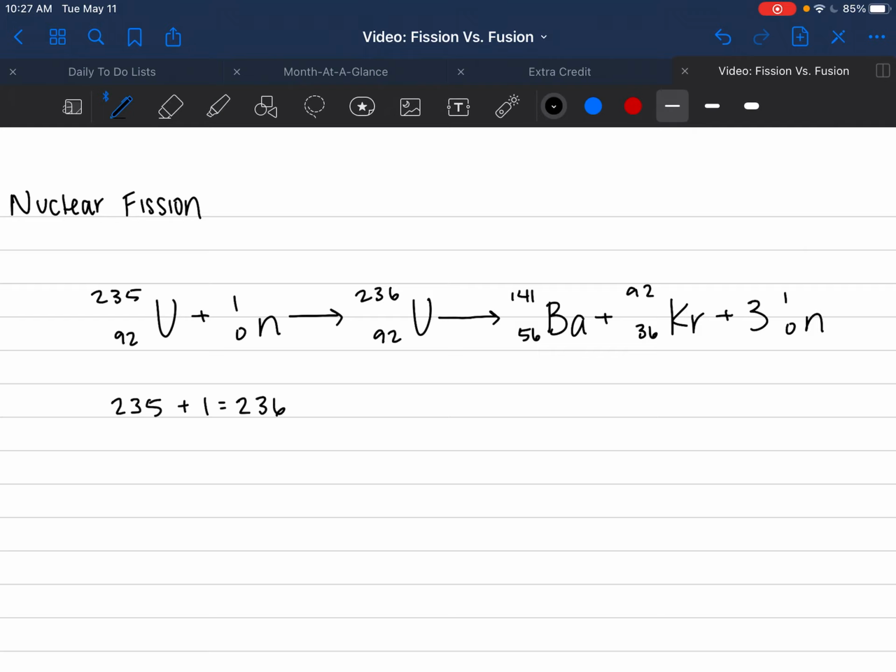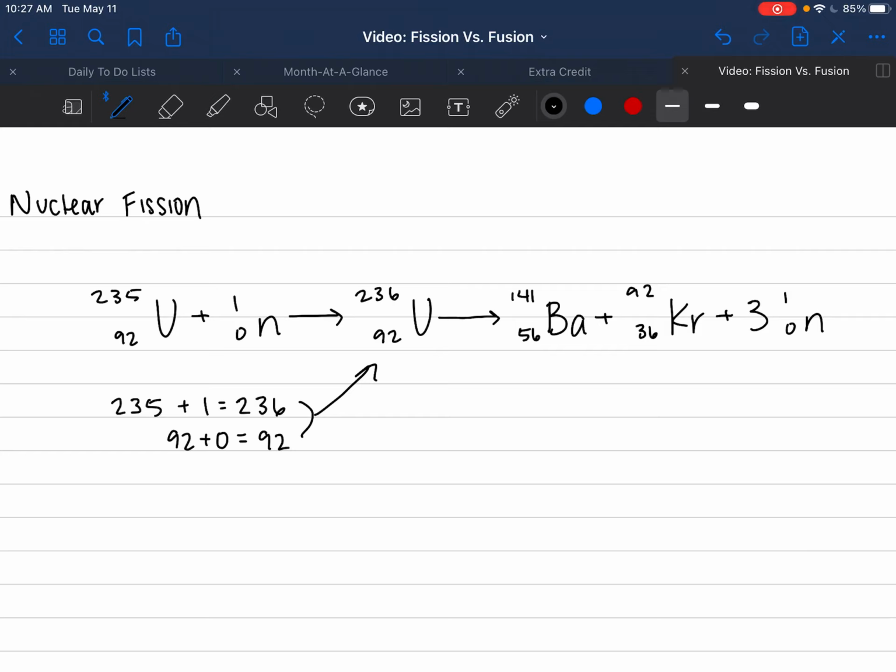The atomic number right there, that number of protons, was 92, plus 0. If we're adding just a neutron, it doesn't have any protons, it's just a neutron. So we don't add anything to that, so it's 92. Notice that these numbers right here are exactly what you get when you get uranium-236. So that's perfect and checks out.